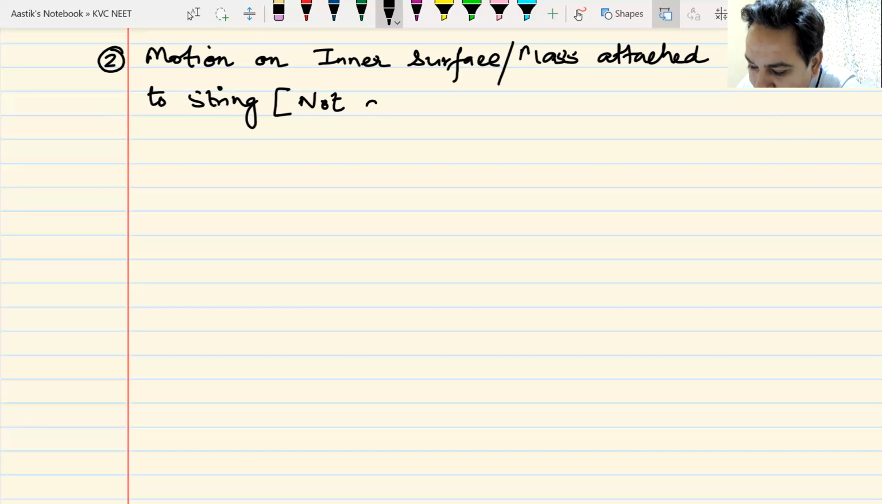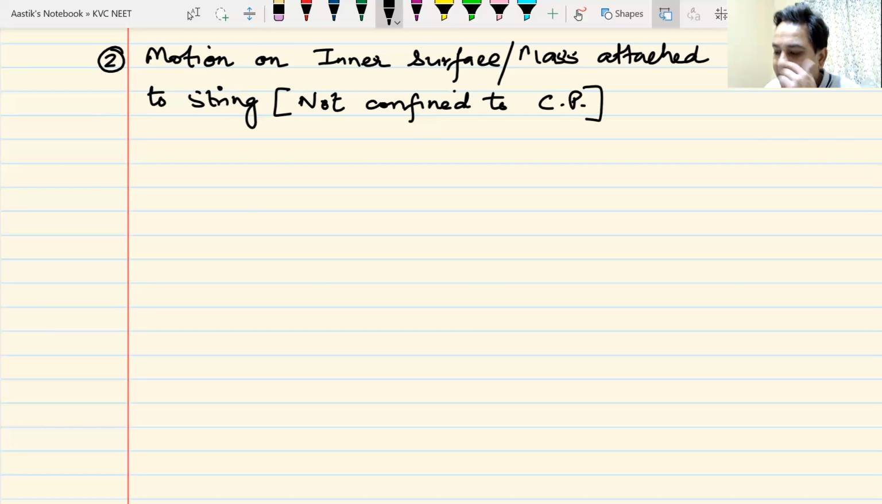which is not confined to circular path, CP. Not confined to circular path. That means they are free. They are not attached. You'll say, sir, mass is attached to a string. It is attached to the string, yes, but it is not confined to a circular path. It can leave the circular path.